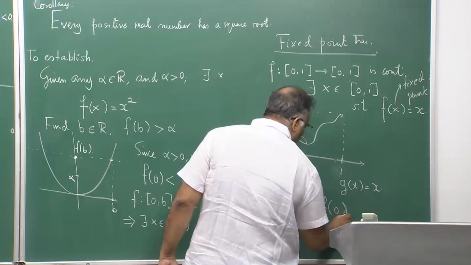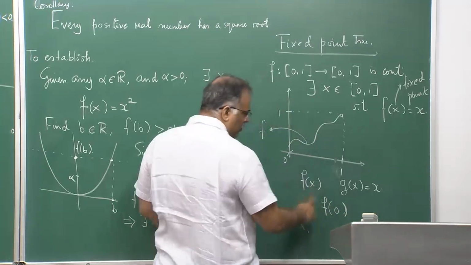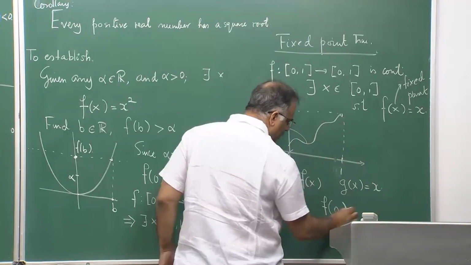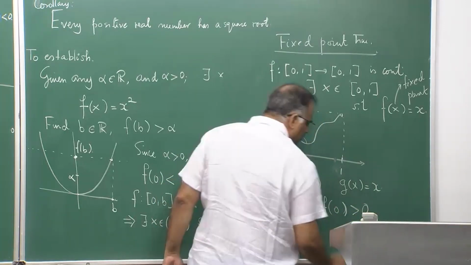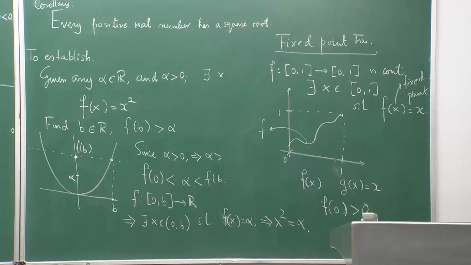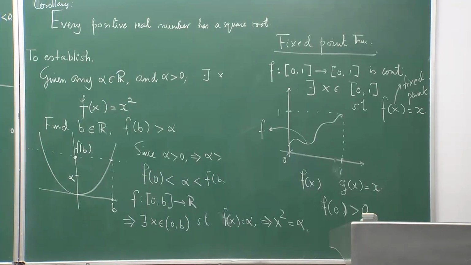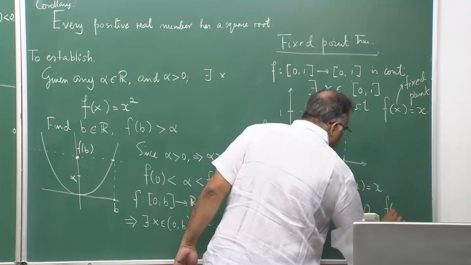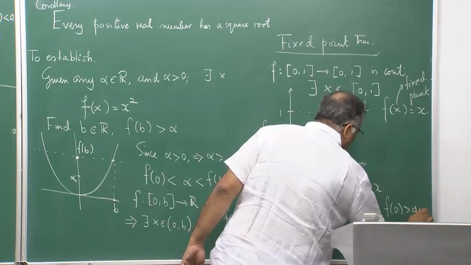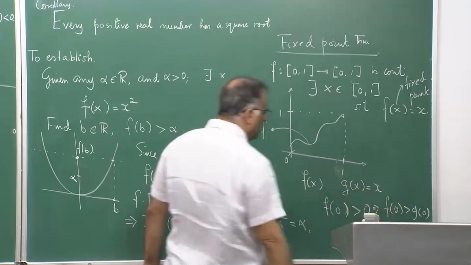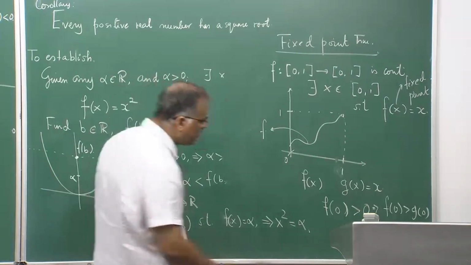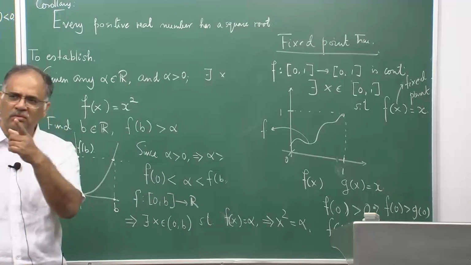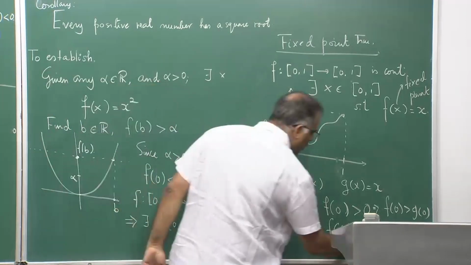So the function value f(0) must be strictly bigger than 0, right. That is, f(0) is strictly bigger than g(0). And what is f(1)? f(1) cannot be more than 1.